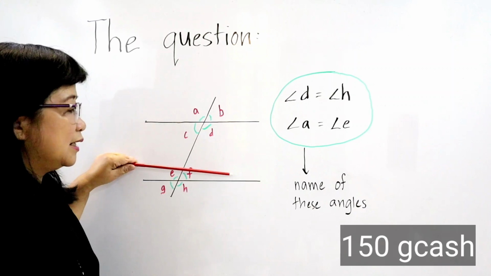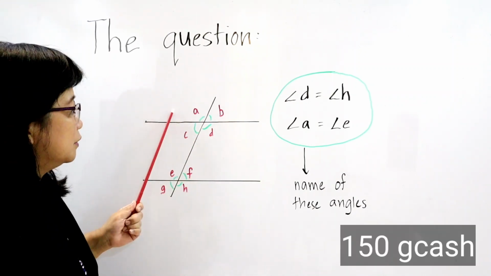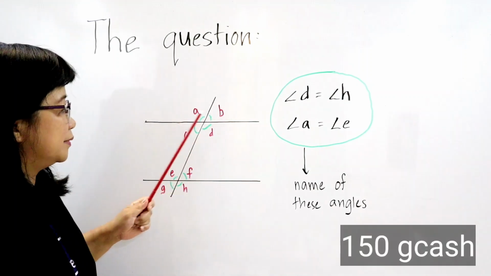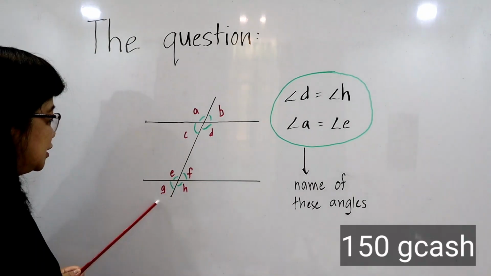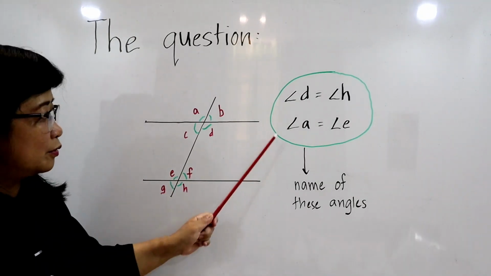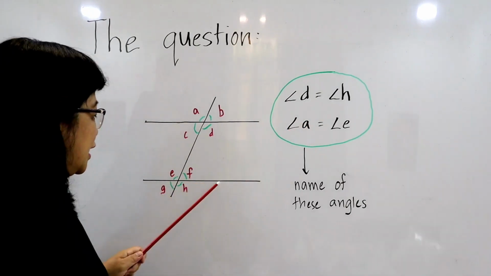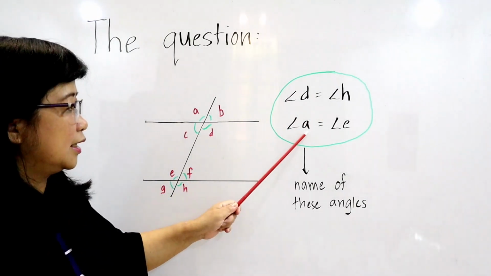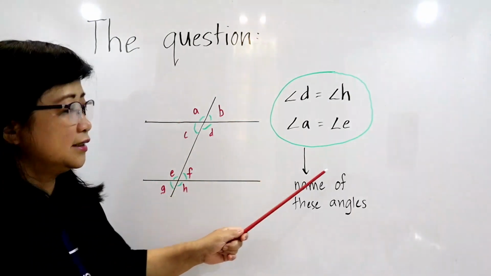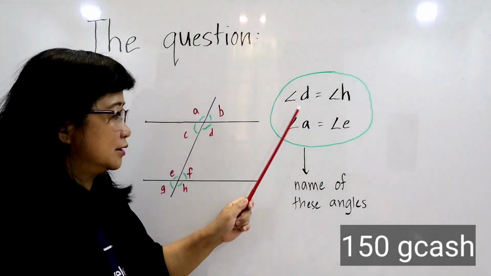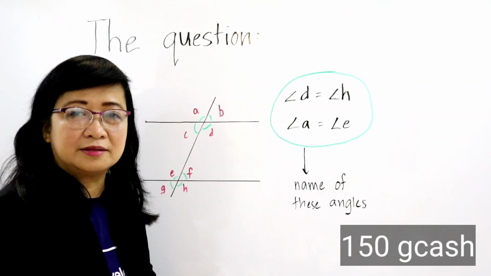Now we have two parallel lines with a transversal line, and we call these angle A, angle B, angle C, angle D, angle E, angle F, angle G, and angle H. Now, if we have angle D equal to angle H, and angle A equal to angle E, what are the names of these angles? This is the question, the name of these angles. Good luck!